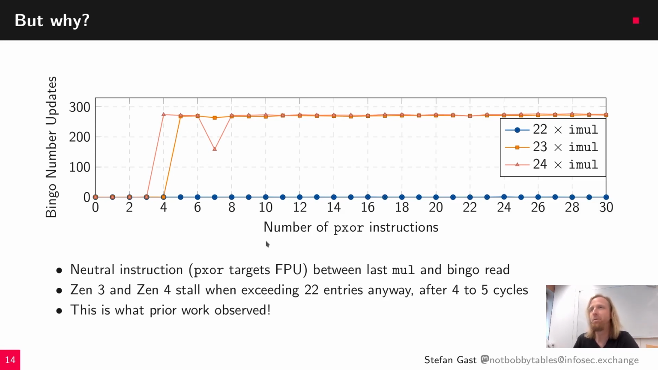Even though the neutral instruction goes to a completely different scheduler, we always see this delayed stall also if we exceed 22 entries. Why does it work? Our bingo approach, well, basically the reading from the bingo variable is faster than reading the hardware counter. So the CPU has a little bit of time to actually complete that. And this doesn't happen with the hardware timer read.